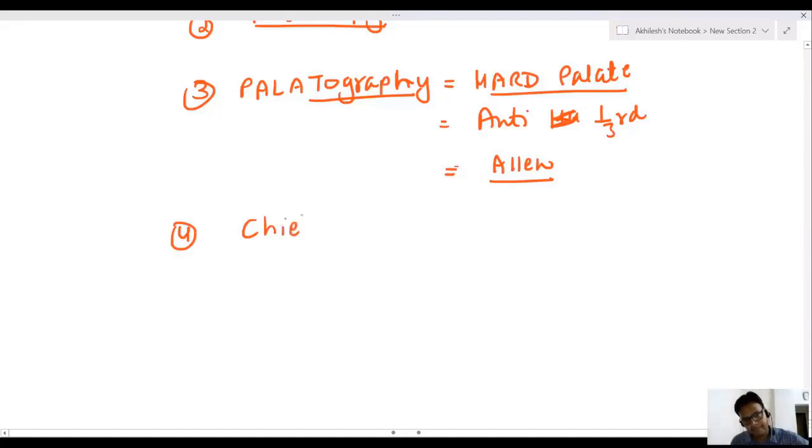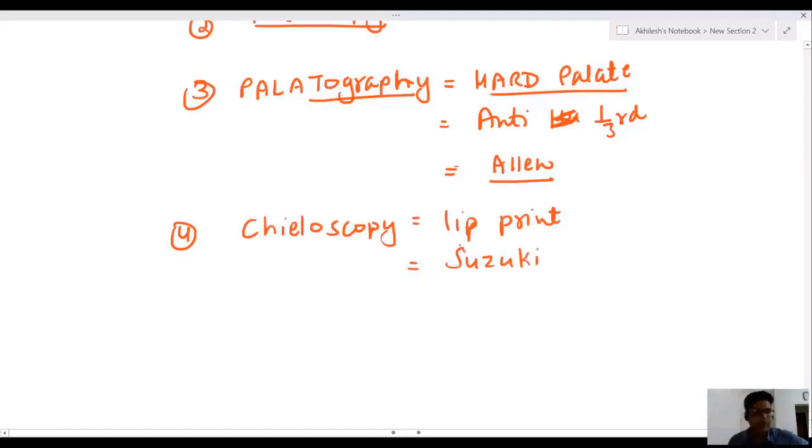Fourth, chiloscopy, study of lip print. Study of lip print is known as chiloscopy. It was discovered by Suzuki. That's a very important MCQ. Suzuki discovered chiloscopy. And generally we have 7 types of lip prints.